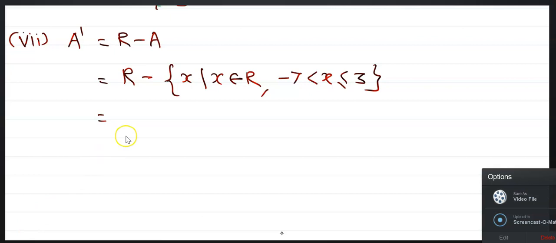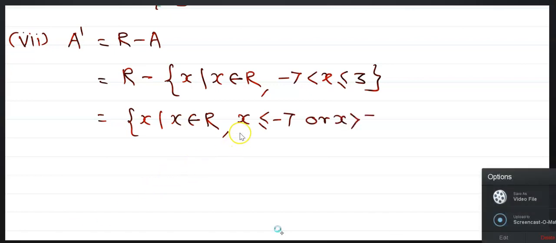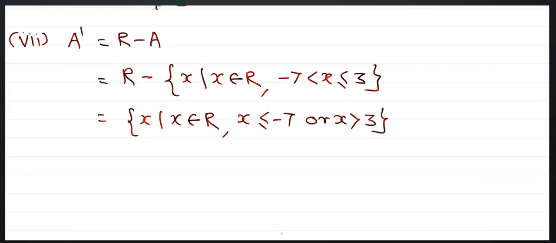Now next is the seventh, A complement, which is equal to R minus A. Now the set of real numbers, that is R minus A. {x : x ∈ ℝ and -7 < x ≤ 3}, and therefore {x : x ∈ ℝ and x ≤ -7 or x > 3}. This is important.